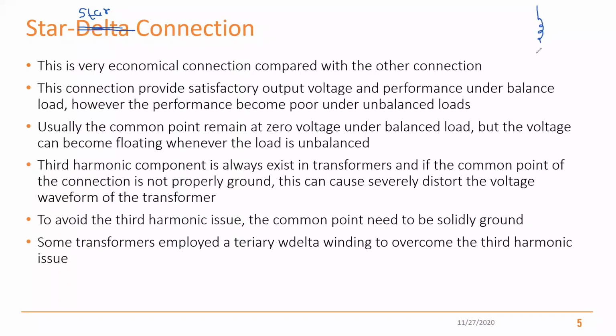Because if you consider a single coil, the voltage across the single coil is minimal. That means VLL divided by root 3. Therefore, in the star connection, the voltage appearing across a single coil is at its minimal. So the insulation requirement is less, and hence the construction is much cheaper, so it is economical.